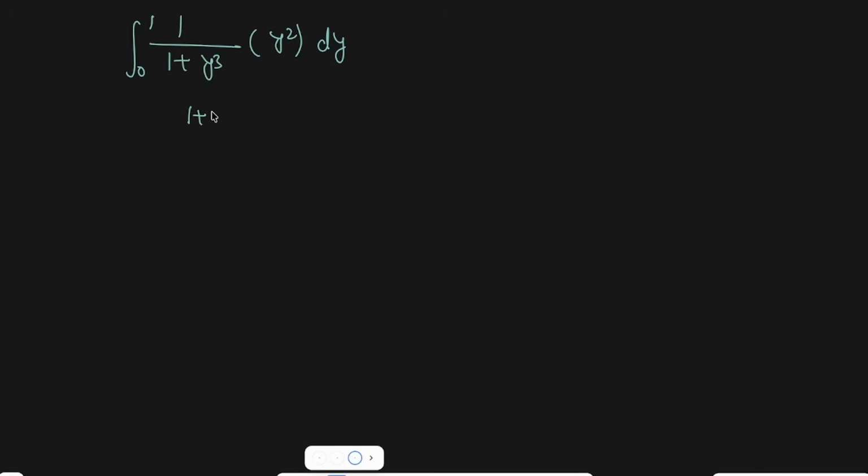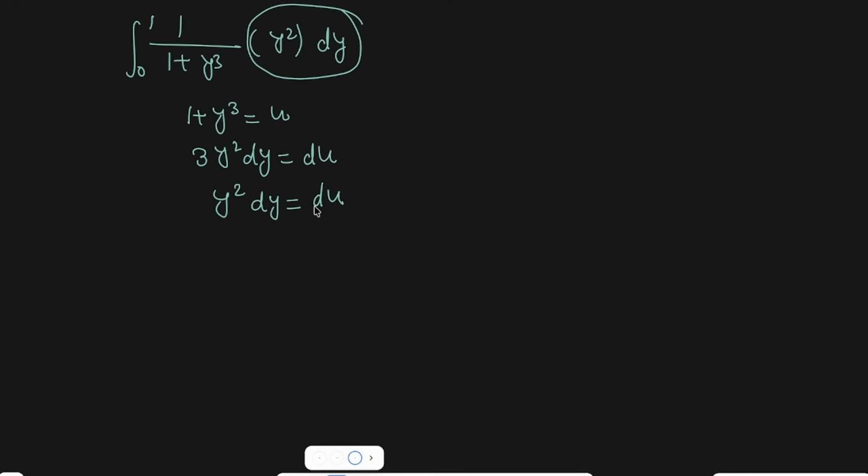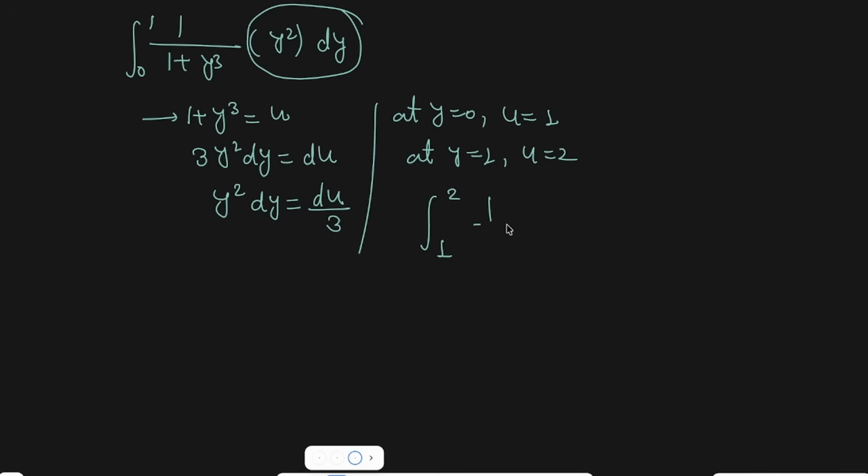Now I can consider 1 plus y cube equals u. Now 3y square dy equals du, so y square dy equals du over 3. You have to change the limits also. At y equals 0, u equals 1, you put y equals 0 here, and at y equals 1, u equals 2. So the limit will be 1 to 2, 1 upon u into du by 3.